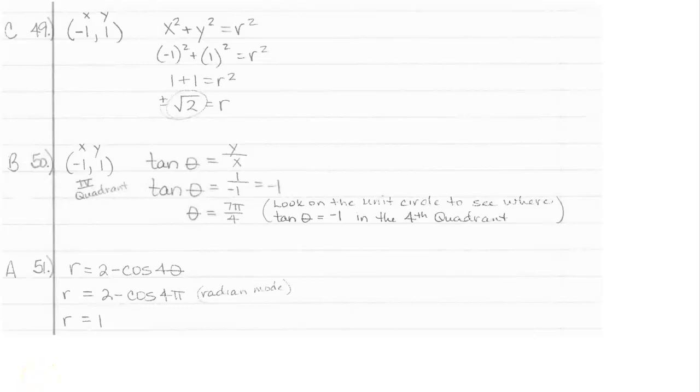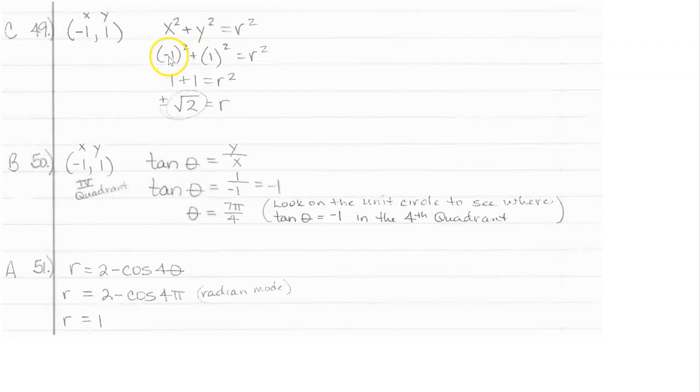Right, for 49 and 50, we are converting from rectangular to polar. And so we have the ordered pair -1, 1. That's rectangular. We want to switch it to r theta. So to find our r value, if you look at your formula sheet, converting from rectangular to polar, x squared plus y squared is equal to r squared. So we're going to put in our x value of -1 and our y value of +1.